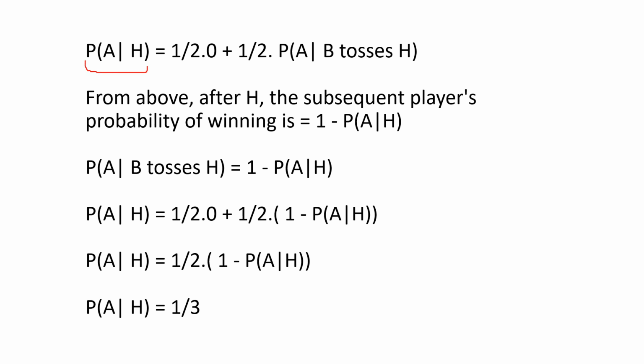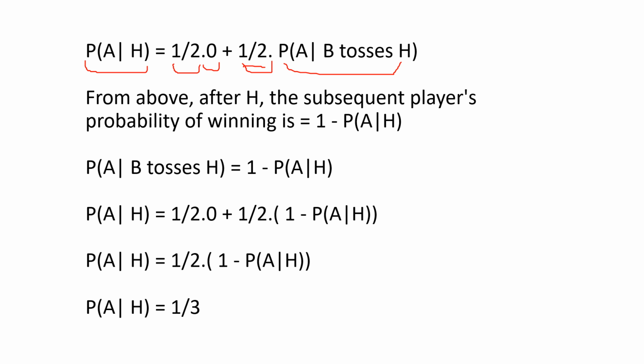Now, when A tossed heads and it's B's turn, if B tosses tails, B wins the game. So in that case, A's probability of winning is 0. So if B tosses tails, which will happen with probability 1 by 2, A's probability of winning is 0. So 1 by 2 times 0, plus if B tosses heads, which will happen with probability 1 by 2, A's probability of winning is PA given B tosses heads.